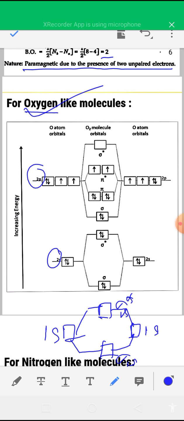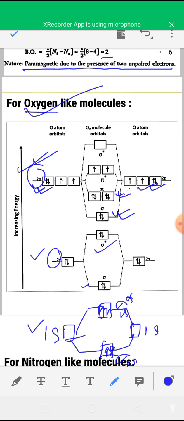So when two oxygen atoms overlap to form an oxygen molecule, the 1s, 2s, 2p atomic orbitals will all overlap, and therefore you will get sigma 1s, sigma star 1s, sigma 2s, sigma star 2s. And when p orbitals overlap, there are a total of 3 p orbitals. So when the 3 p orbitals of oxygen overlap with the 3 p orbitals of another oxygen atom, then you will get 1 sigma bond and 2 pi bonds.